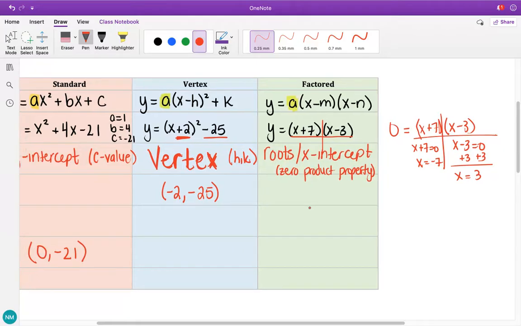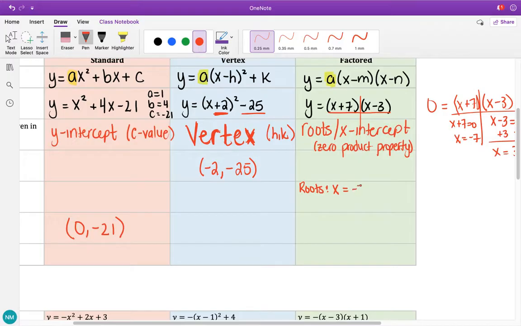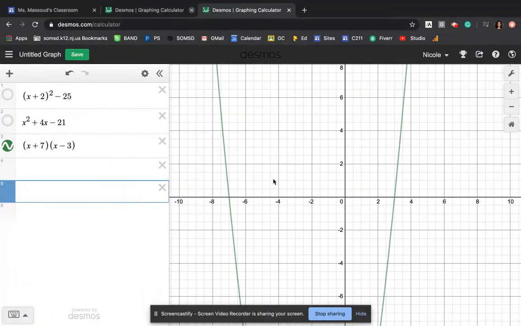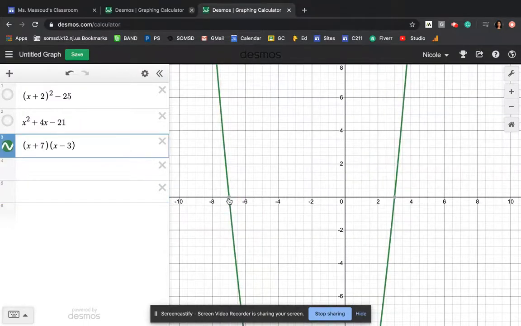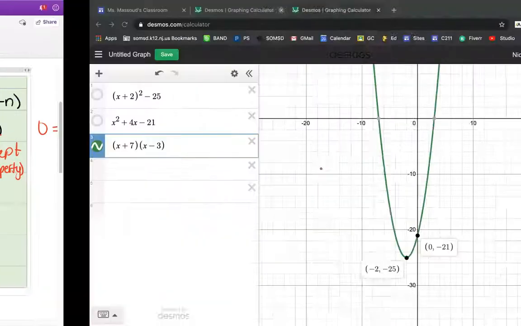So my x-intercepts, so I'll even put it here, I'll put roots are x equals negative 7 and 3, but my x-intercepts are negative 7, 0, and 3, 0. And if we look, we have negative 7 and 3 are our x-intercepts. My y-intercept is negative 21, and negative 2, negative 25. It matches over here.